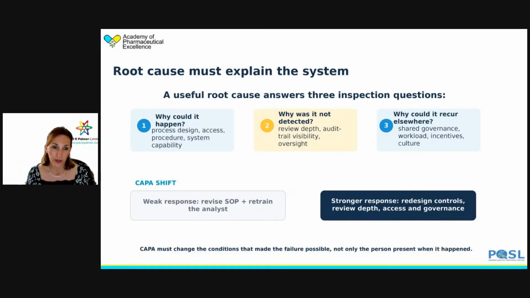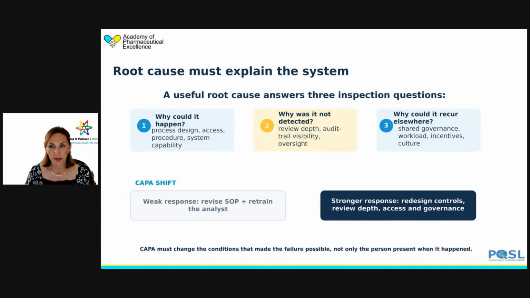Why was it not detected? Perhaps reviewers saw only printed reports. Audit trails were not accessible. Exceptions were not trended. Or responsibilities between quality assurance, IT, the system owner, and the process owner were unclear.